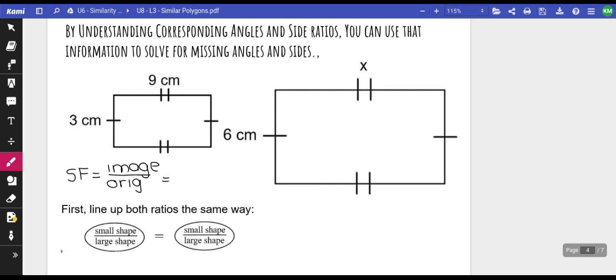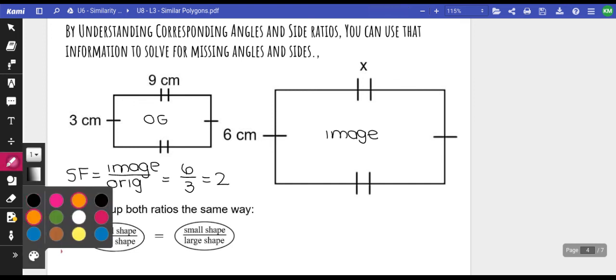We have to use the sides where we know both. 3 and 6. Good. Which one do you want to be the image? 6. So I'm going to say this is my image, this is my original. So if I say it's 6 over 3, what's the scale factor? 2. Does that make sense? Is 3 times 2 going to give me 6?